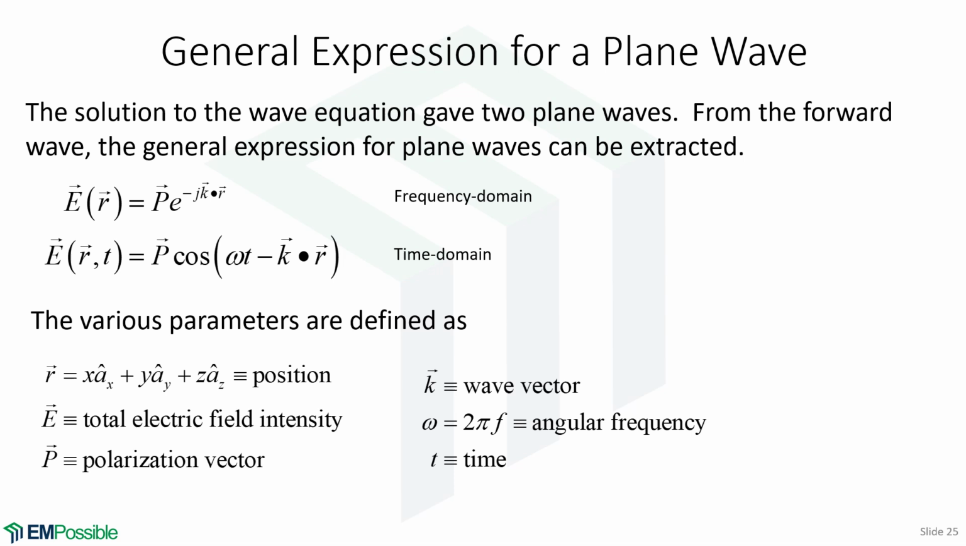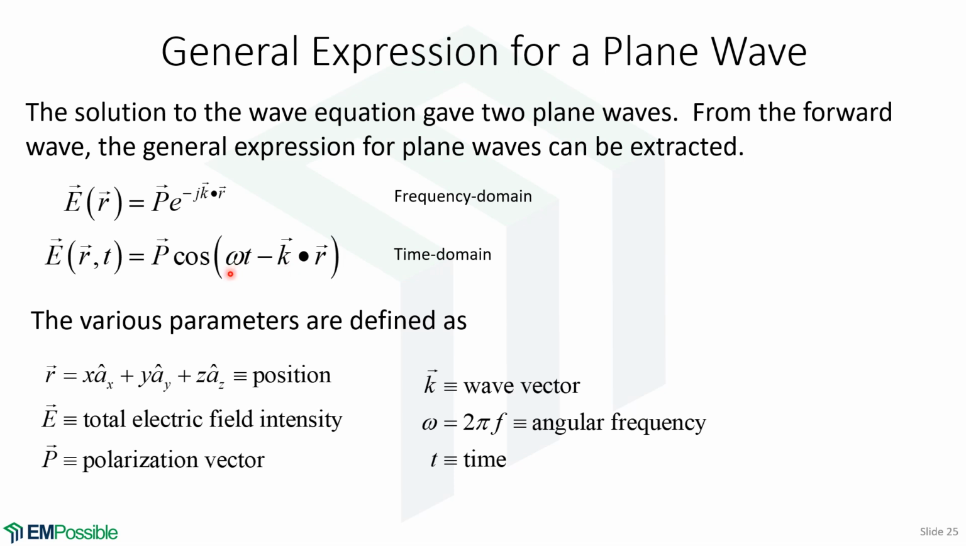So the r is the vector position. That's the x, y, z. E is the total electric field. That's the thing that actually matters. Everything else is just a piece of the pie. This electric field is the total pie. And as I mentioned, P is the polarization vector. K is the wave vector. That's going to have a lot more meaning for us in following videos.